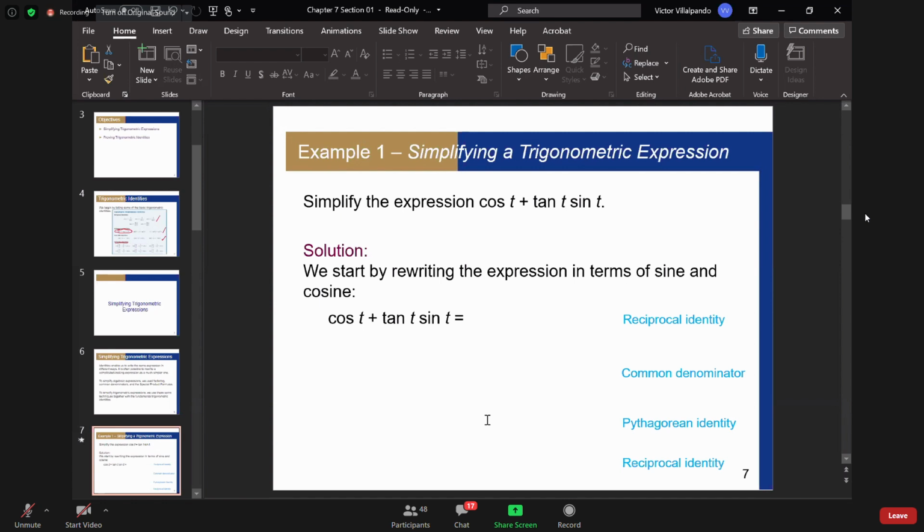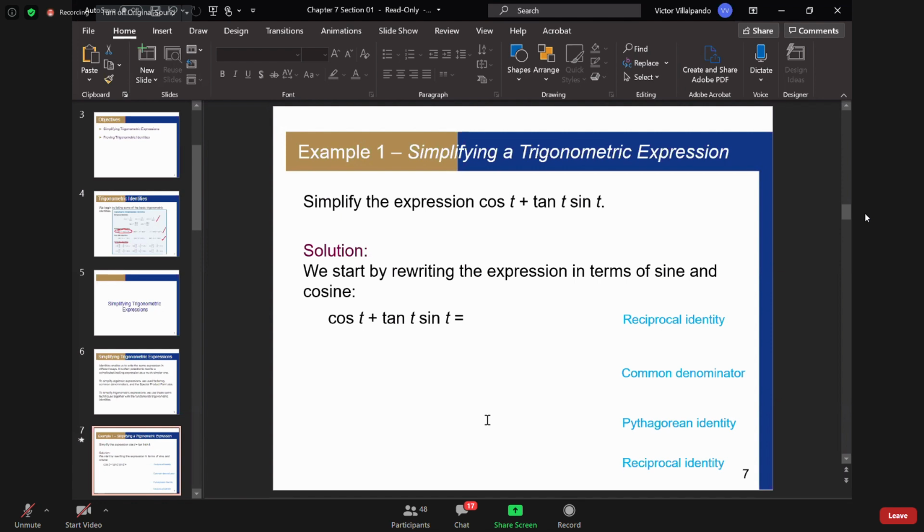When you have an example that asks us to simplify the expression, generally they like to simplify it to one trig function. So the first step is to rewrite everything as much as possible as sines and cosines. Here they want to start by rewriting the expression in terms of sines and cosines. So I have cosine t plus tangent t times sine t. First, when you're simplifying expressions, wherever you see a tangent, turn it into sine and cosine.